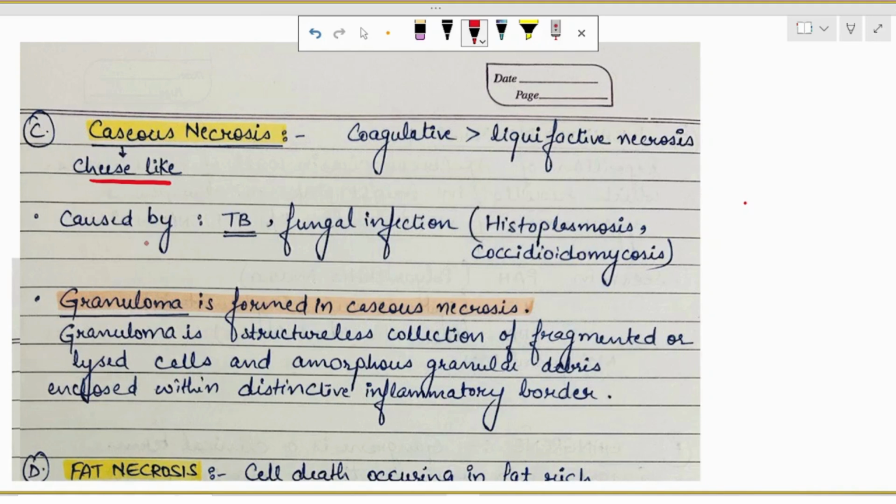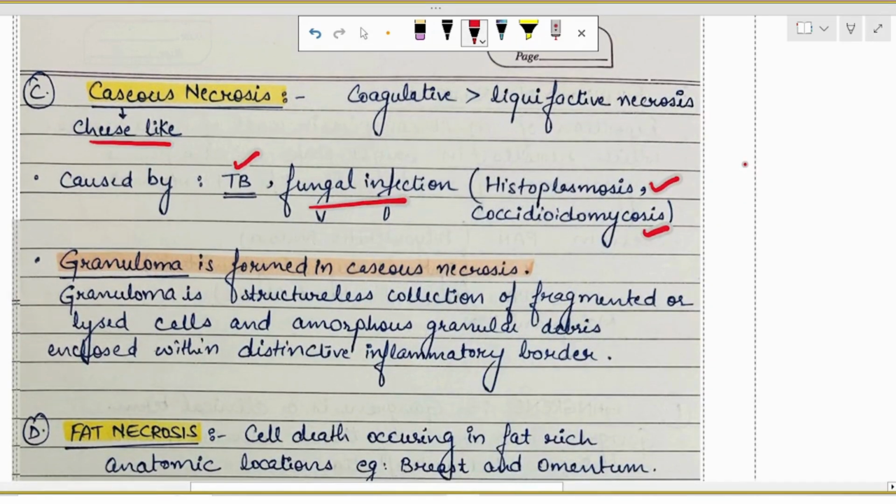So, it is caused by TB and fungal infection, and which two fungal infection lead to caseous necrosis? That is histoplasmosis and coccidioidomycosis. So, what is granuloma? Granuloma is a structureless collection of the fragmented or the lysed cells and amorphous granular debris enclosed within a distinctive inflammatory border.